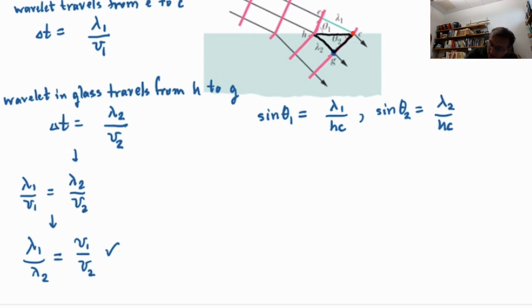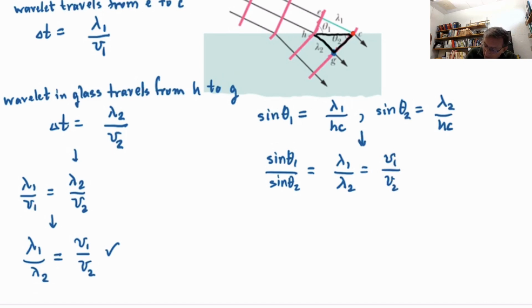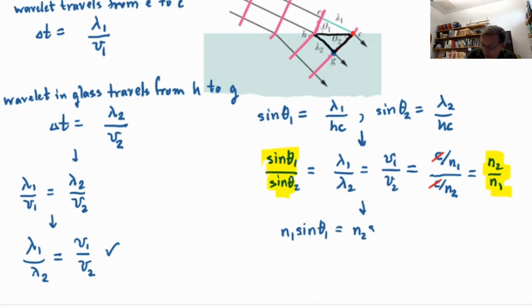Now let's take those two expressions and take the ratio, dividing them by each other. Sine theta 1 over sine theta 2 is lambda 1 over lambda 2. Those HC's cancel. But lambda 1 over lambda 2, I just found, is equal to v1 over v2. The speed of light v in any material can be written as the speed of light in vacuum, c, divided by the index of refraction for that material. So v1 is c over n1. Likewise, v2 is c over n2. The c's cancel, and that is equivalent to n2 divided by n1. Now, equate that ratio to that ratio and cross multiply, and you get n1 sine theta 1 equals n2 sine theta 2.